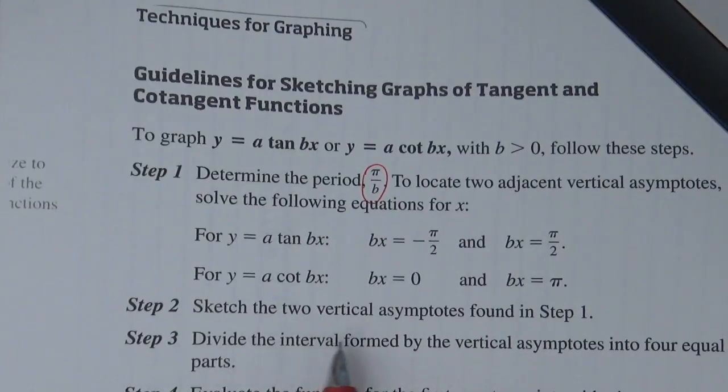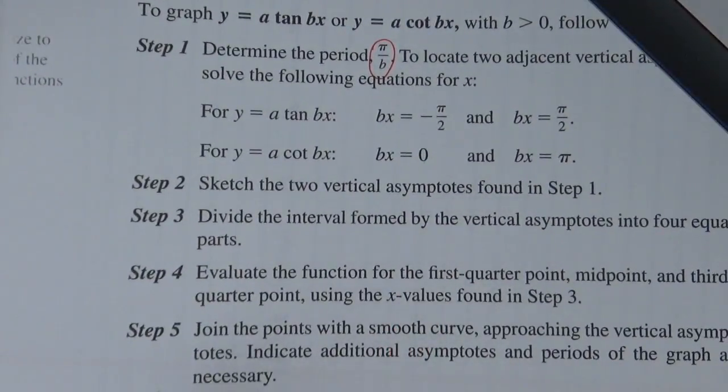But step 2, they say sketch the two vertical asymptotes. Step 3, divide the interval formed by the vertical asymptotes into 4 equal parts. So that's the same thing that we've been doing. Step 4, evaluate the function at the first quarter point, the midpoint, and the third quarter point. In other words, you're going to have 5 key x values, but the first one and the last one are undefined, so you only have to evaluate it for 3 points. Step 5, join the points with a smooth curve approaching the vertical asymptotes. Indicate additional asymptotes and periods of the graph as necessary. So if you're asked to graph it over 2 periods, for example, then you would have to put in a little more information.